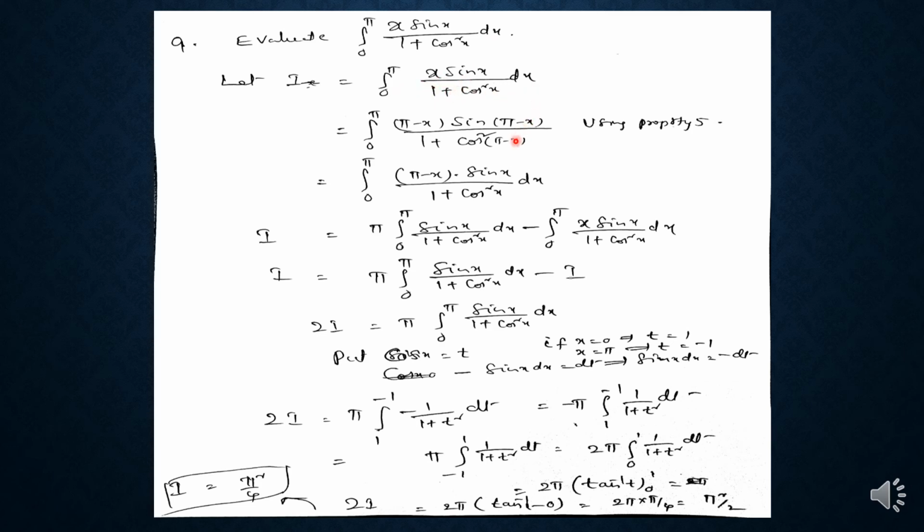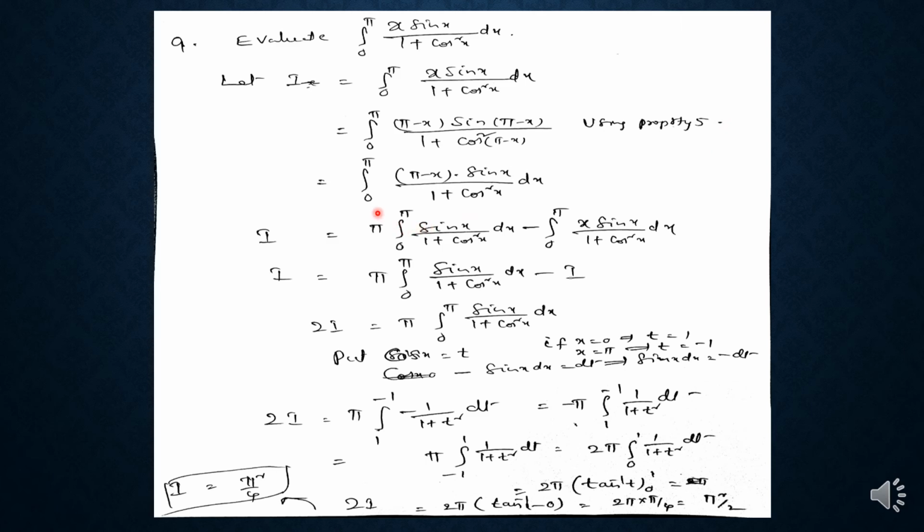By applying the fifth property, integral 0 to a f of x dx is equal to integral 0 to a f of a minus x dx. So here a means pi. So I becomes integral 0 to pi, in the place of x we should write pi minus x, into sin of pi minus x divided by 1 plus cos of pi minus x whole square.